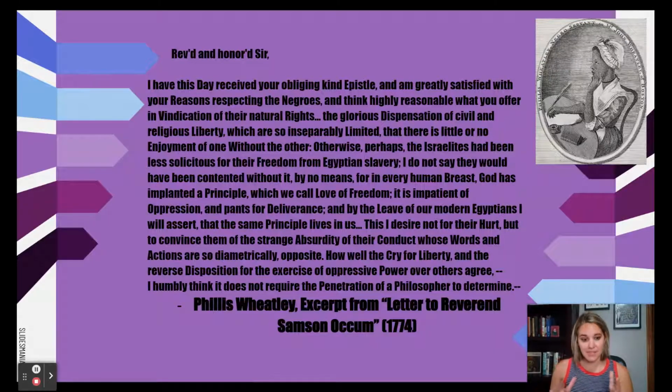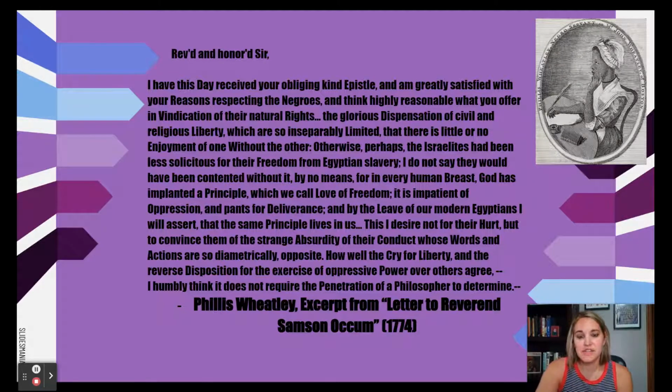So around this same time period, we have a woman named Phyllis Wheatley. Now, Phyllis Wheatley was enslaved, but she learned to read and write. And one of the things that she did was she wrote amazing poetry. She is known as one of the poets of the Revolution. She was well known in both Europe and the Americas. She writes this letter about some of the events that are happening in 1774 particularly. She's writing this letter to a reverend.